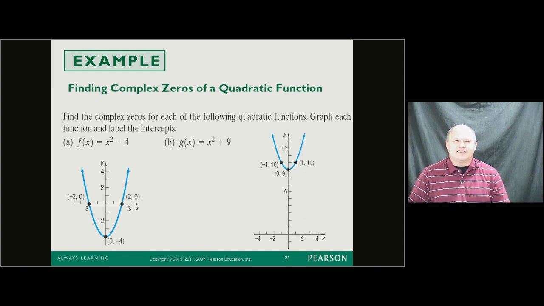So the vertex is at 0, 9, and a couple of more points, you get 1, 10 and negative 1, 10. If you notice, this graph is spanning away from the x-axis, meaning there are no x-intercepts. But we justified that by the square root method when we got the complex solutions. And so therefore there's no x-intercepts.